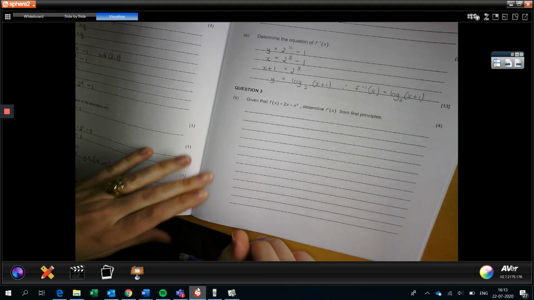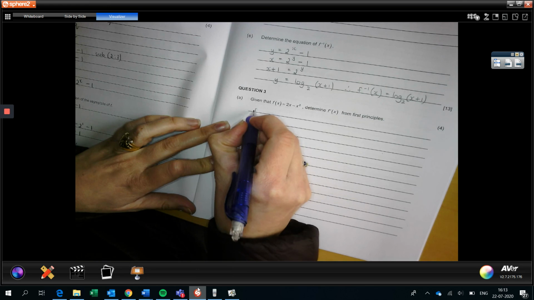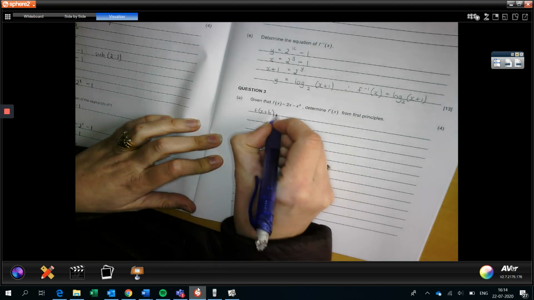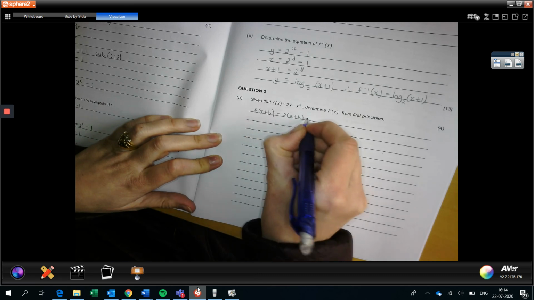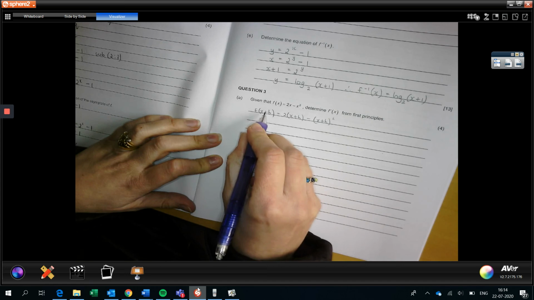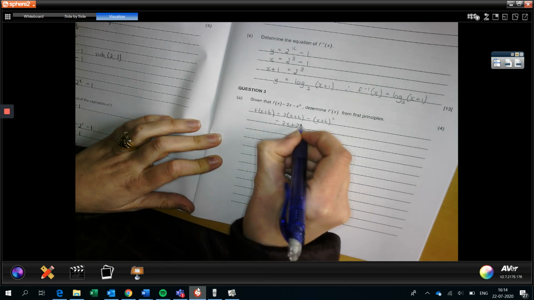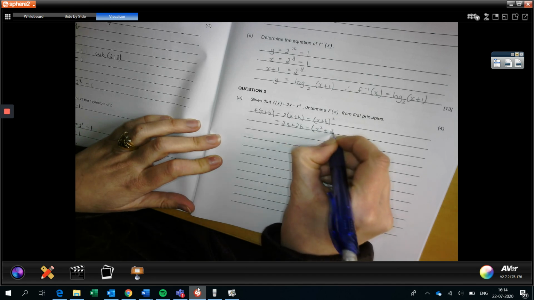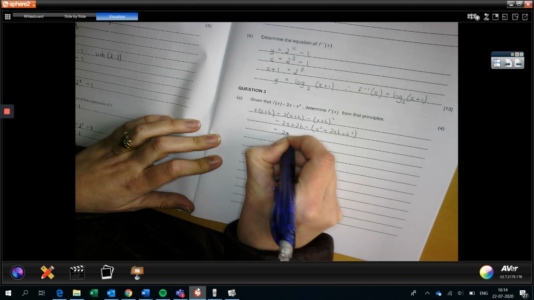So when you're differentiating from first principles, it's often useful to work out what f of x plus h is first before you start. So we've got 2(x plus h) minus (x plus h) all squared. So the x plus h is replacing the x. So we multiply out. Now remember, when you square a binomial, you get 3 terms. And then you can distribute the negative.